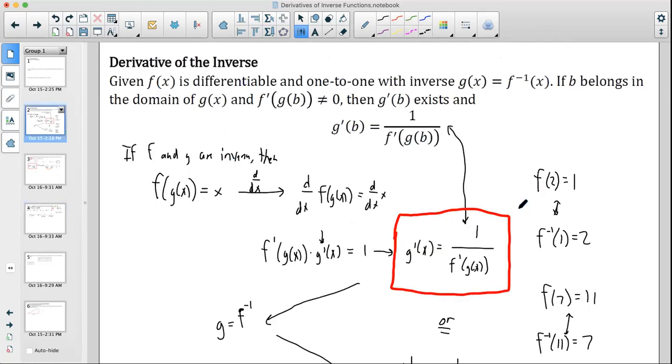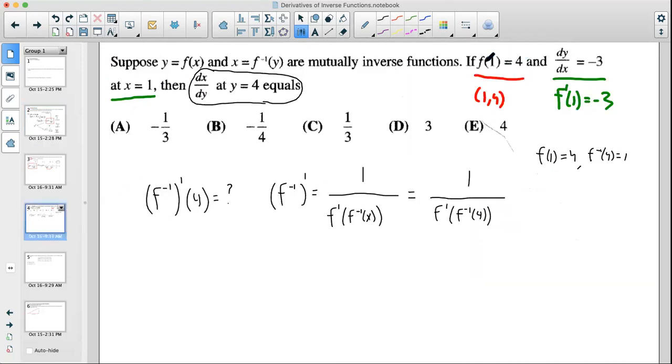And that was what I said before. I'll scroll back real quick. This thing I showed you, where you can switch the x and the y's when it becomes the inverse. If f of 2 is 1, then f inverse of 1 is 2. And they use that here. They give you f of 1 is 4, which you can translate into f inverse of 4 is 1. So this is like saying 1 over f prime at 1, because f inverse of 4 is equal to 1. So that essentially gets plugged in right here.